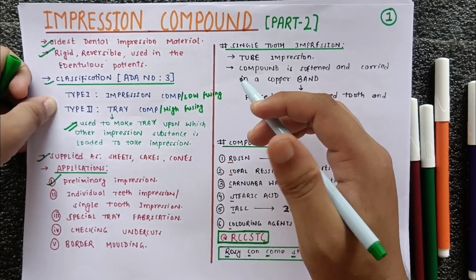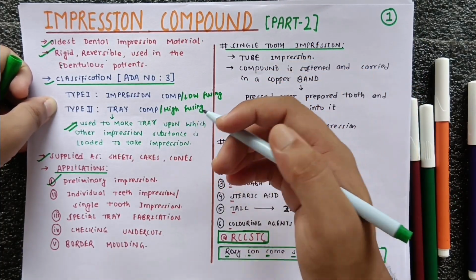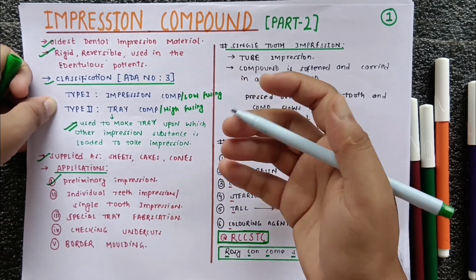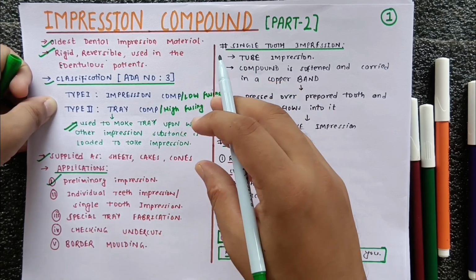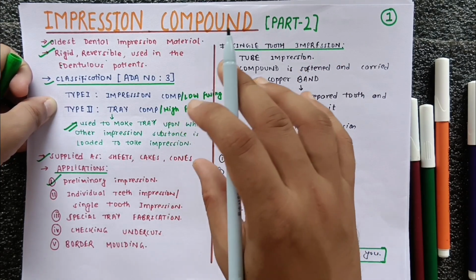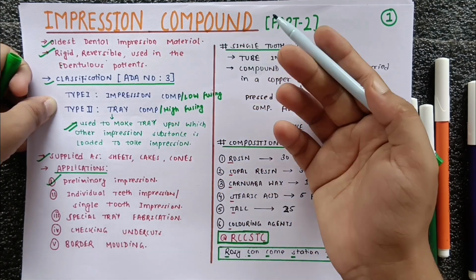When we fabricate a complete denture, the first impression of the patient is taken with this impression compound, and upon it the cast is fabricated. The cast that is fabricated from this impression compound is a preliminary cast.